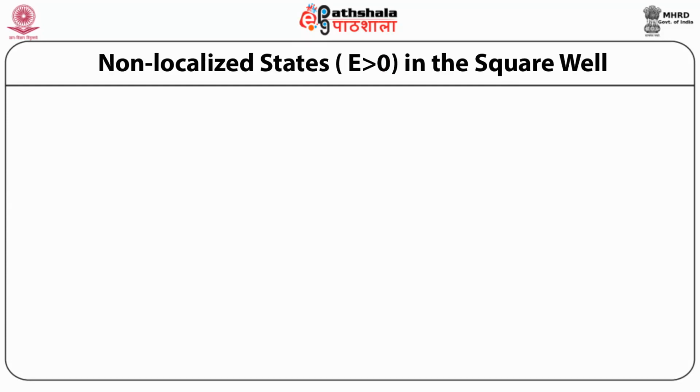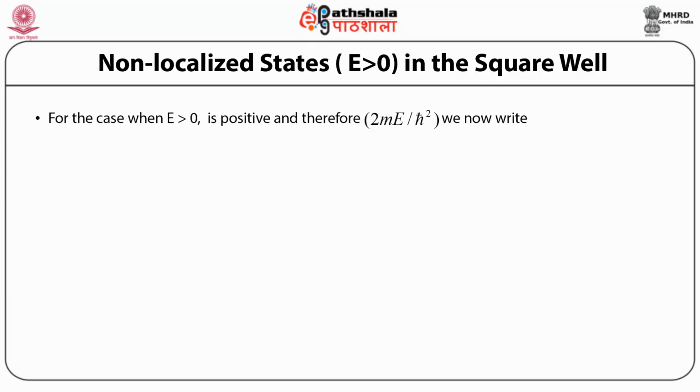We begin with the non-localized states, that is, E greater than 0 in the square well, and discuss the quantum mechanical tunneling in square potential behavior. So, for the case when E is positive, we now write 2mE by h cut square equals k square, and 2m into E plus V naught by h cut square equals beta square, where k and beta are greater than 0.